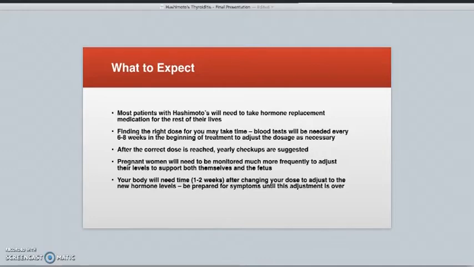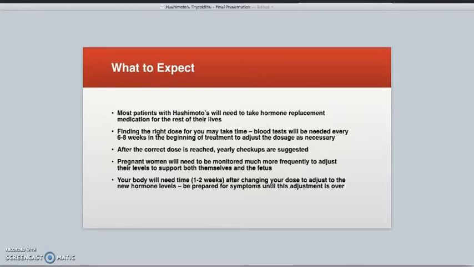Blood tests are usually required every 6 to 8 weeks, right in the beginning when you're first diagnosed, to make sure that the treatment and the dosage are adjusted so that no symptoms are occurring. Annual checkups are then suggested afterwards. If a woman gets pregnant, she'll need to be monitored very, very frequently, possibly weekly, possibly every other week, to make sure that her blood levels are enough to support both her and her fetus, because your thyroid is supposed to produce hormone for your fetus as well. And there's always some lead time, 1 to 2 weeks after changing the dose, to allow your body to adjust to the new dose, so there will be symptoms until that adjustment period ends.